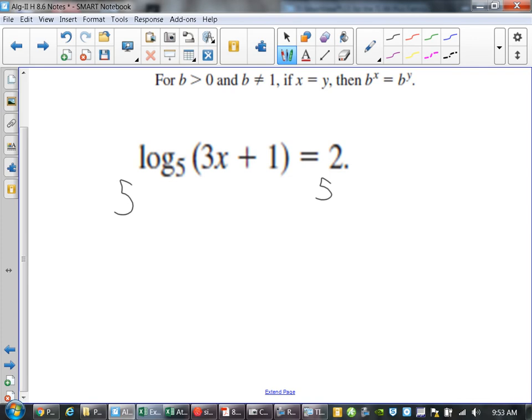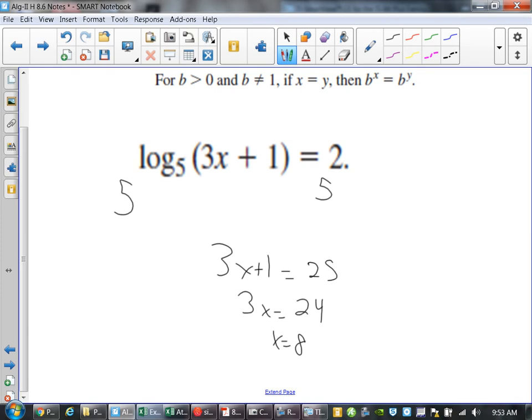Use the properties of log base. When I have some base raised to the log of the same base, whatever it's to falls. They undo one another. So I'm going to get 3x plus 1 is 5 squared, otherwise known as 25, and you get x equals 8.